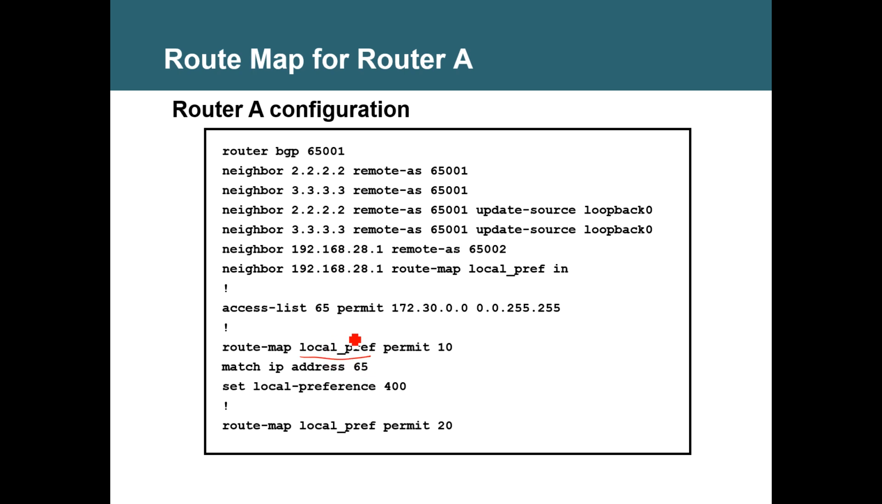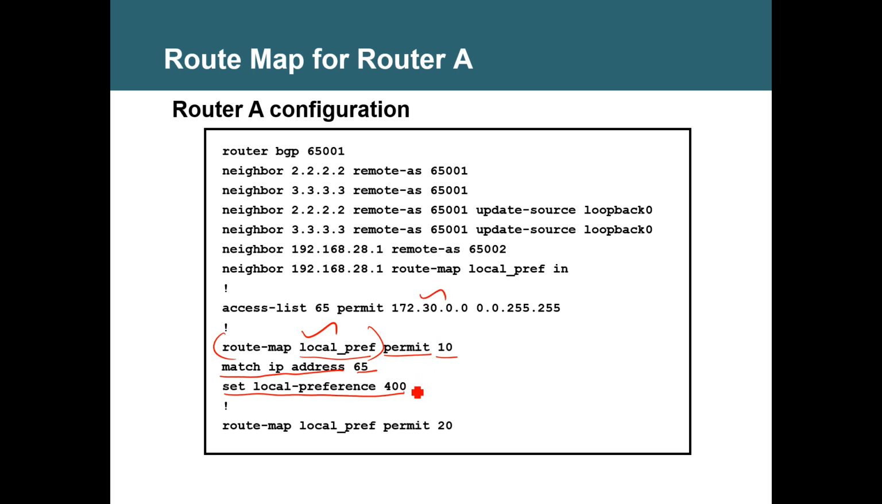Now, this is a name. This permit, even if you don't say, it is okay because the default is permit. And this number 10, the sequence number, even if you don't say, it is okay. So this is what is important. We have to say this and hit enter. And call the access list and set 400 for Yahoo.